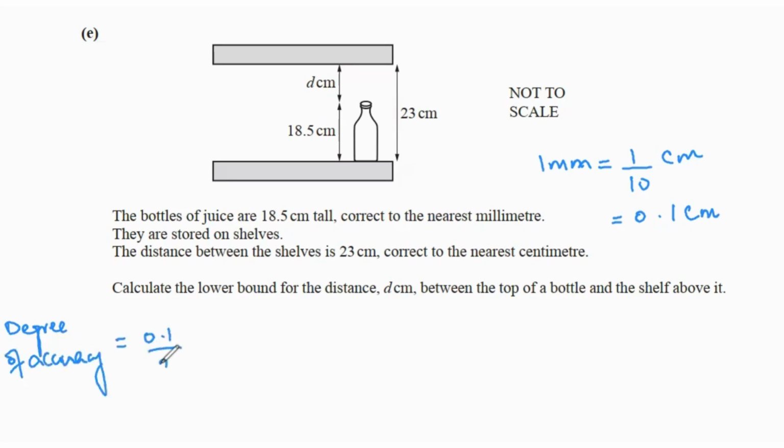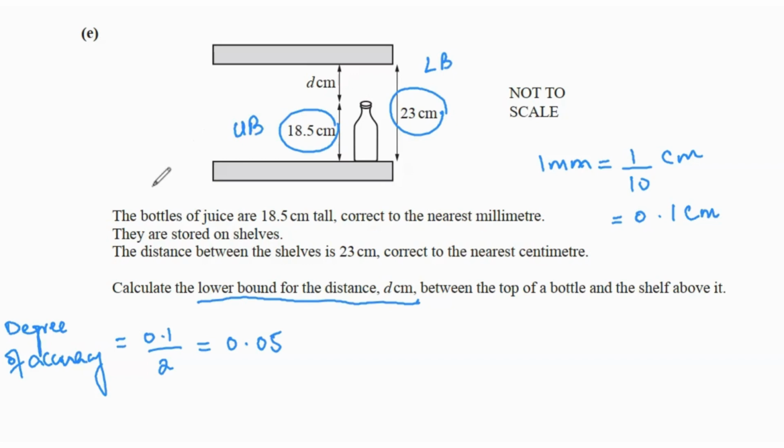So that's 0.1 divided by 2, which is 0.05. They're saying calculate the lower bound for the distance z centimeters. So which means we're going to subtract 18.5 from 23. But since we're talking about the lower bound, we need to make sure that this is your lower bound and this is your upper bound.